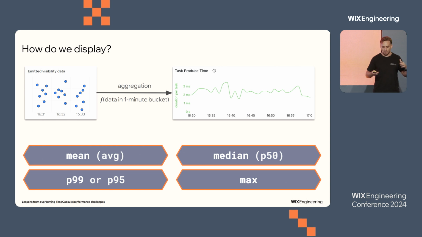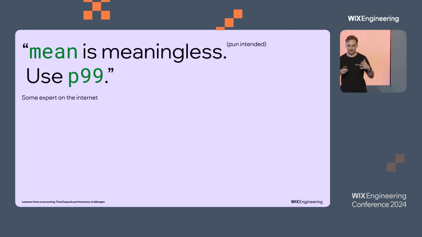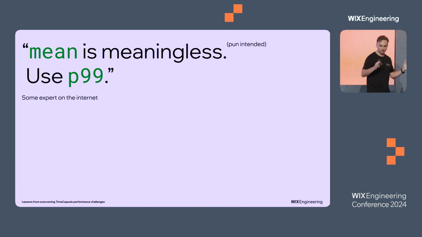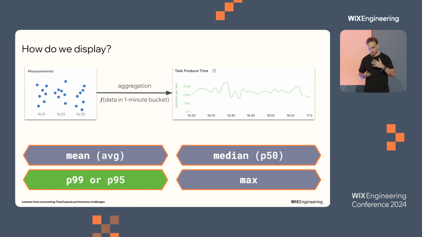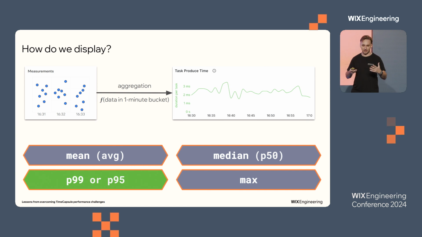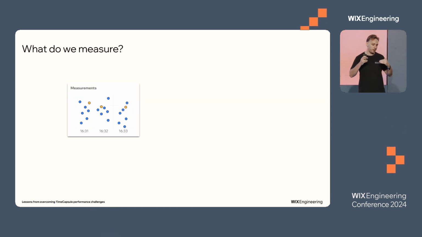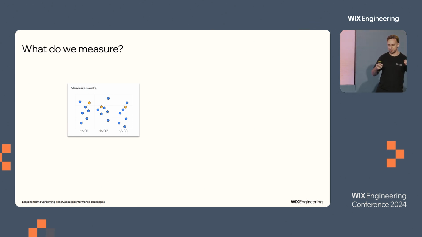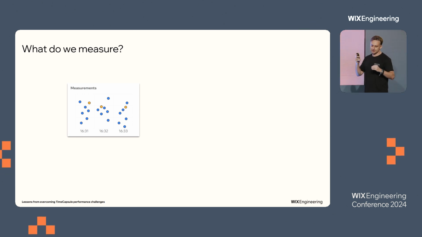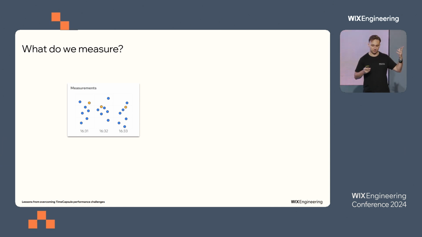OK, so I'm sure everyone at some point in their career has read something like this: that mean is meaningless, pun intended, use P99. And that's what we did, and this makes sense for latency. But now let's think about what is going on. We measured latencies of individual tasks. We dropped 99% of those measurements, took only 1%, this P99, right?